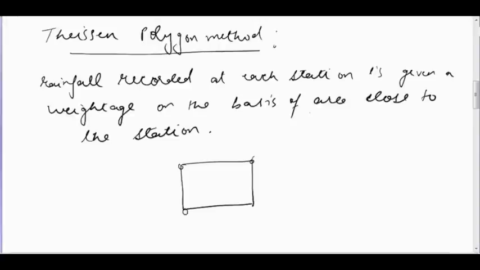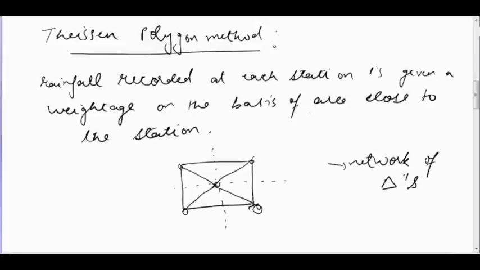here, here, here, here, at the corners and one rain gauge in the center. How will I calculate the average precipitation in this catchment area? I will connect all these rain gauges. What we generally do in the Thiessen Polygon method is form a network of triangles, connecting all the rain gauges. Then we take the perpendicular bisector of each side. This is the perpendicular bisector of this side, likewise this side, and this side.